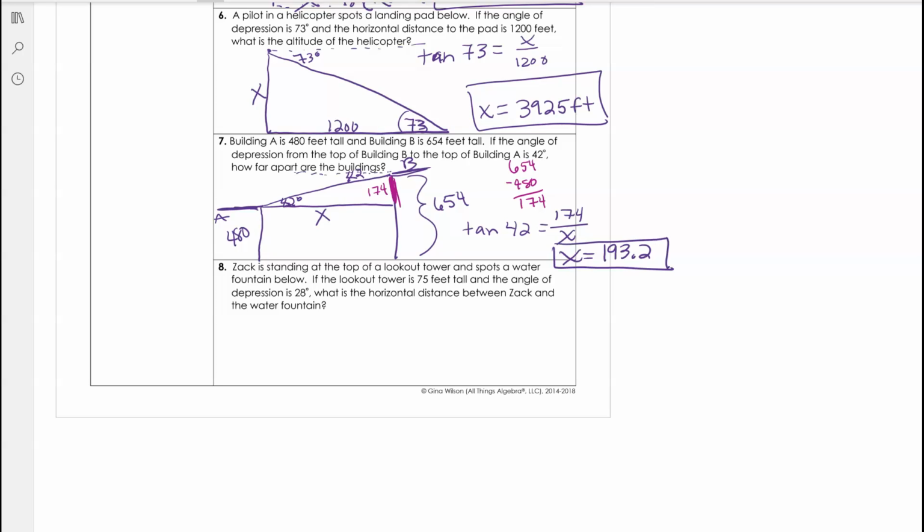Now, I do encourage you to practice doing the algebra. Don't just copy my answer and then not think about it again, because you do need to be able to do this for a test.